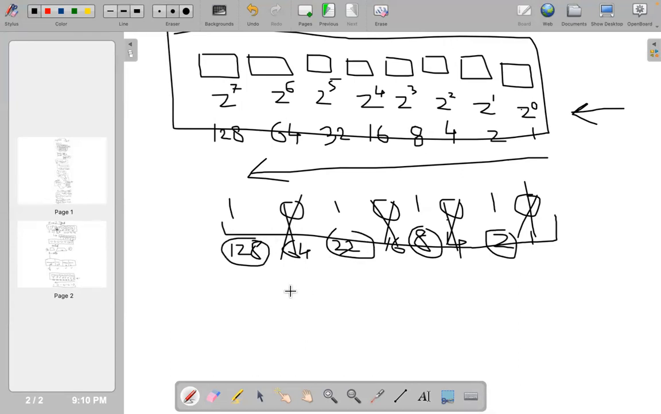So can you add and tell me what is the value of all this? 128 plus 32, plus 8, plus 2. Tell me. Or you can use a calculator, no problem. 128, 32, 8 plus 2. Okay, sir, one second.